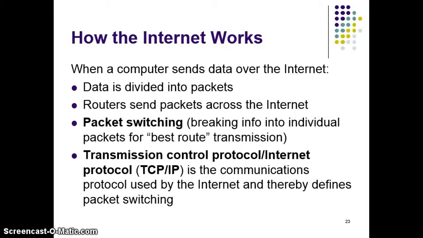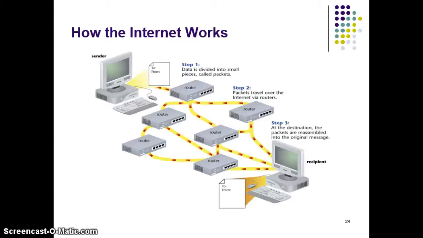How the Internet works. When a computer sends data over the Internet, the data is divided into packets. The router sends the packets across the Internet, using packet switching, choosing the best route of transmission for the individual packets. Transmission Control Protocol/Internet Protocol, TCP/IP, is a communication protocol used by the Internet that defines packet switching.